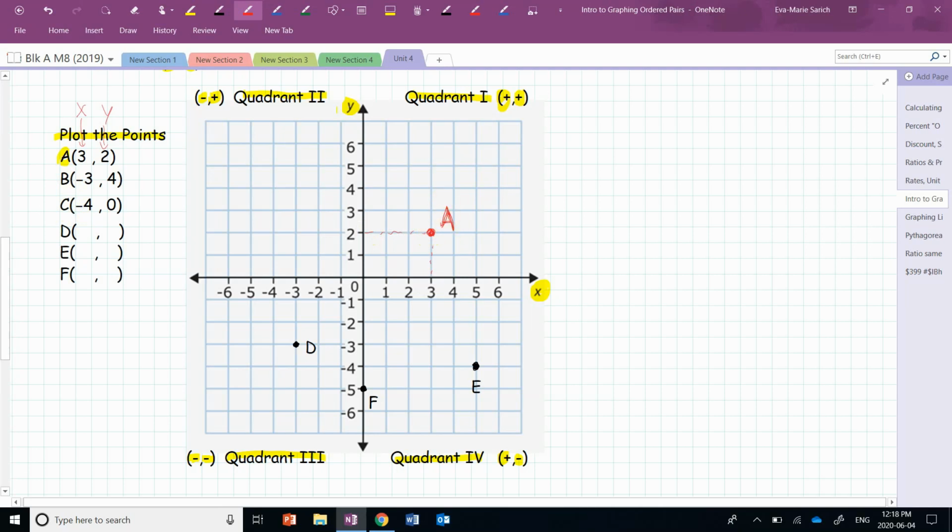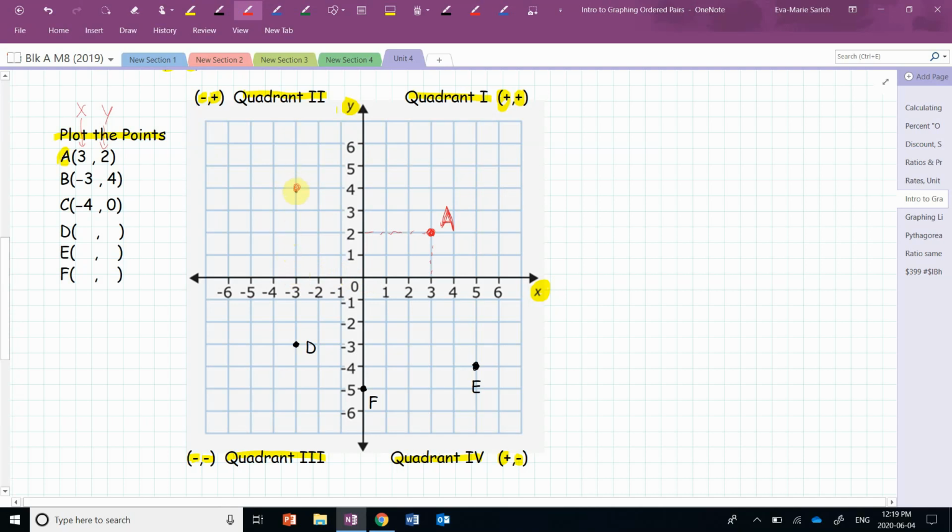The second point we have is point B. And point B is telling us to go in the x direction -3 and then the y direction 4. So we start in the center. X tells us to go left and right, so -3 is going to be to the left, 1, 2, 3. And then y is 4, so we're going to go up positive direction, 1, 2, 3, 4, and we're going to drop our point.